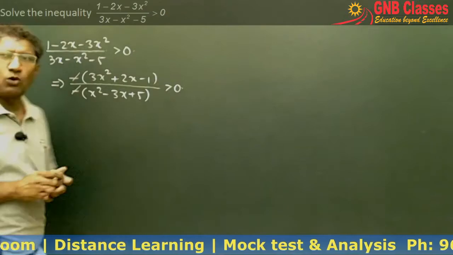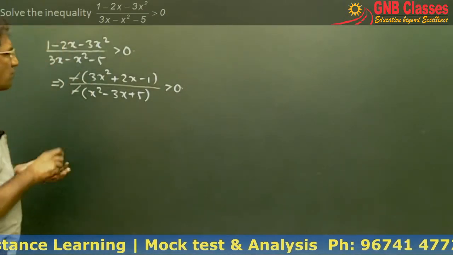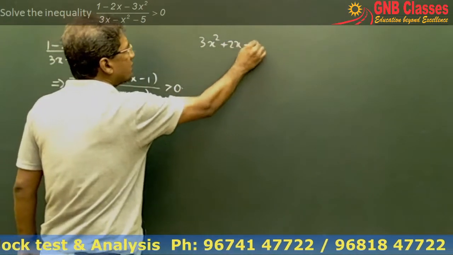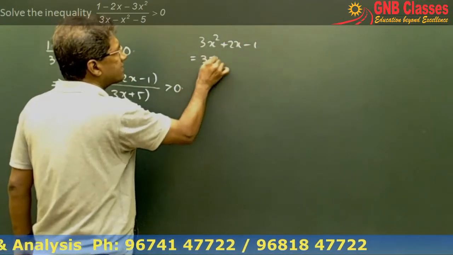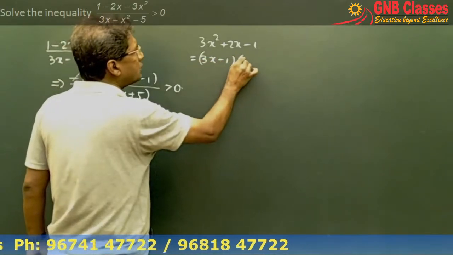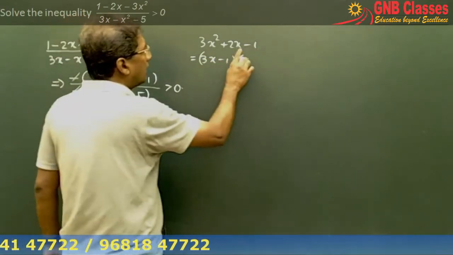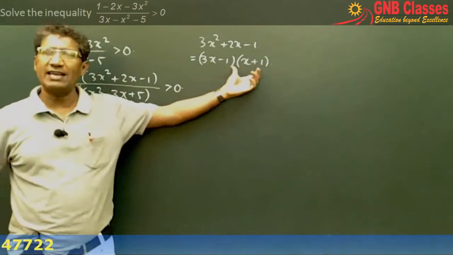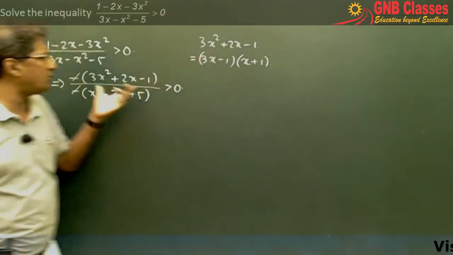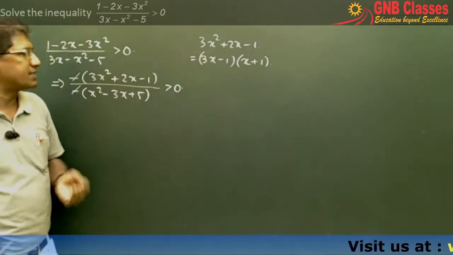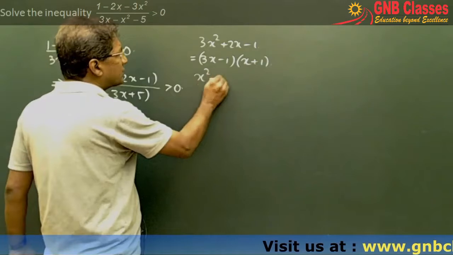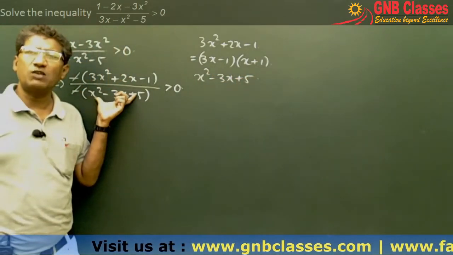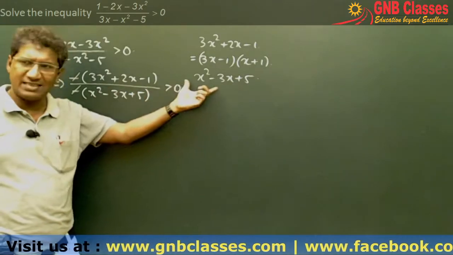Okay, so this negative negative goes off. Now, if we observe, we will find that 3x squared plus 2x minus 1 can be factorized as (3x minus 1) into (x plus 1). Am I correct? So it's (3x minus 1) into (x plus 1). If we factorize the numerator, we are going to get these two factors. But x squared minus 3x plus 5 cannot be factorized. That is, the quadratic expression which is given in the denominator cannot be factorized in this case.